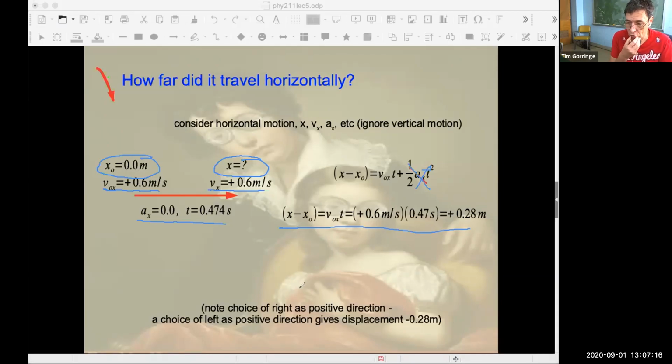Again, I made a choice here. I chose to the right as being the positive direction. So my initial and final velocity is positive. That gave me a positive answer for the displacement, 0.28 meters. If you had made the opposite choice, the left being positive, then your velocities would have been negative and your displacement would have been negative. But both are the correct answers given your choice about which direction is positive, which direction is negative.